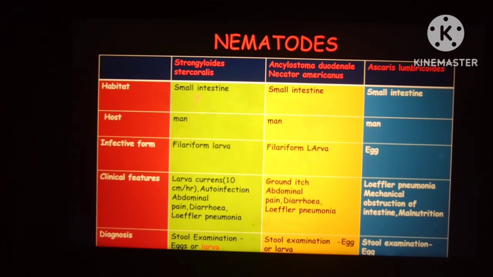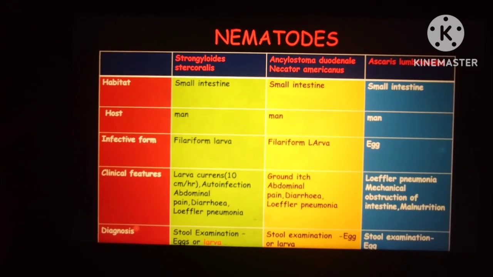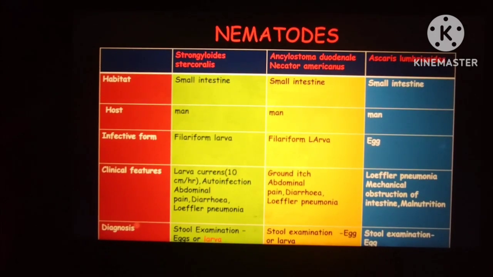The infective form for Strongyloides is a filariform larva, for Necator americanus it is a filariform larva, and for Ascaris it is an egg. Okay, in Strongyloides stercoralis there are some peculiar terms you want to remember here. One, it is also called the military worm, and it causes larva currens, that is, it can travel at a speed of 10 cm per hour under the skin. It usually causes auto-infection, abdominal pain, diarrhea, and Loeffler's pneumonia.